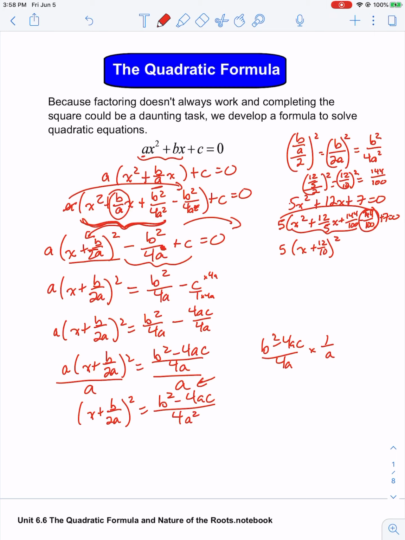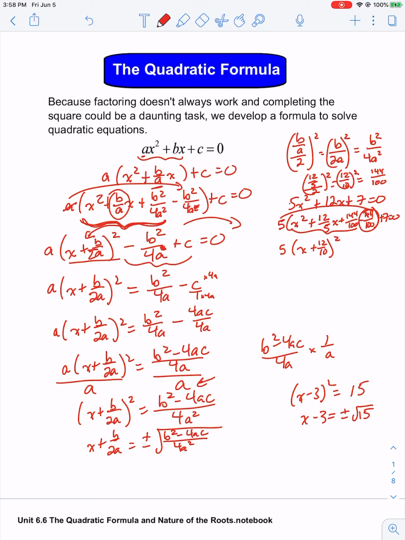Now what we want to do is square root this. It would be like if we had x minus 3 squared equals, I don't know, 15. Remember what we were doing in the last lesson, that would become x minus 3 equals plus or minus the square root of 15. So this means that x plus b over 2a would equal plus or minus the square root of b squared minus 4ac all over 4a squared.